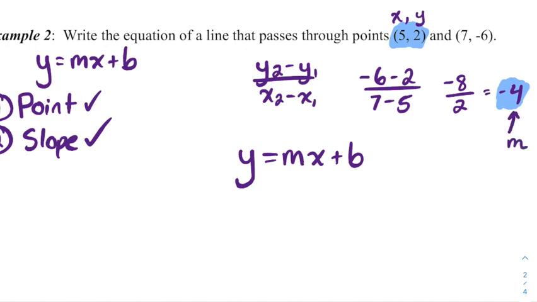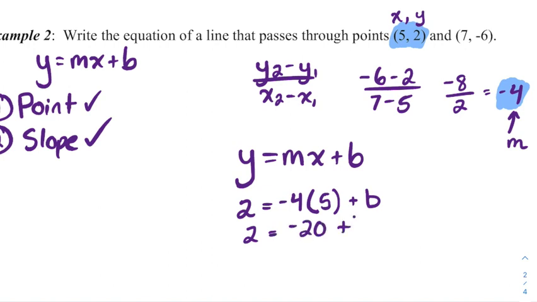So I'll substitute in to solve for b. So let's substitute in. I'm going to put 2 in for y, -4 in for m, 5 in for x, and plus b. I don't know what b is. That's what we're trying to solve for. Okay, so let's see. We have 2 equals -20 plus b. Add 20 to both sides. And we get b is equal to 22.